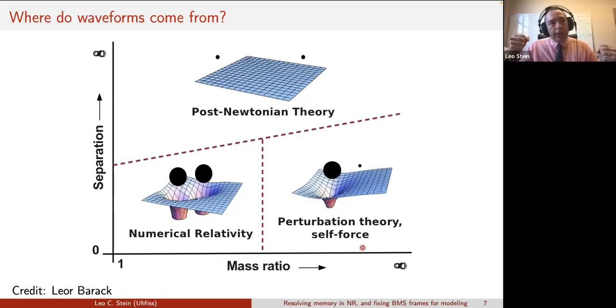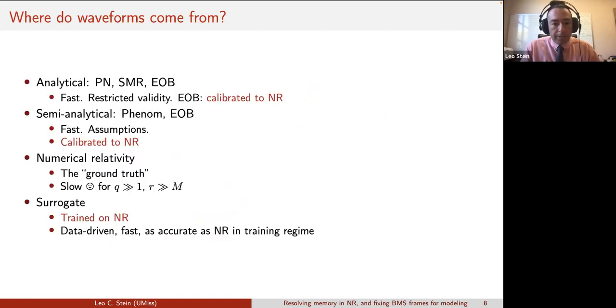But when these two black holes get close together, if they're comparable mass, which most of the LIGO ones are, there are really no approximations that you can make to solve the equations of general relativity. So you have to rely on numerically solving the PDEs on computers. And that's the domain of numerical relativity in the bottom left-hand corner. So all three of these are important for producing waveforms, which then you can do everything else with.